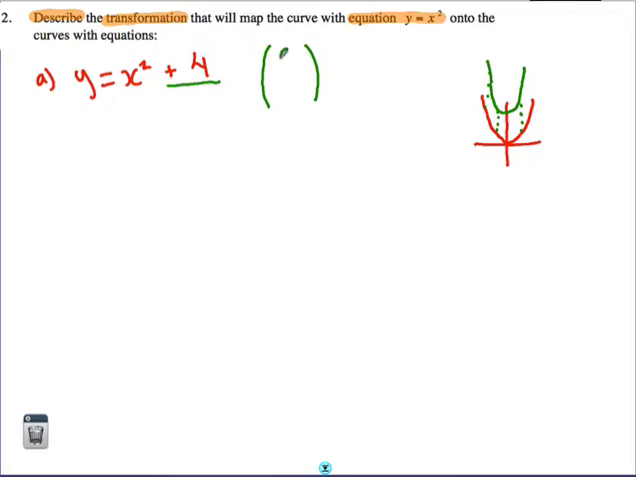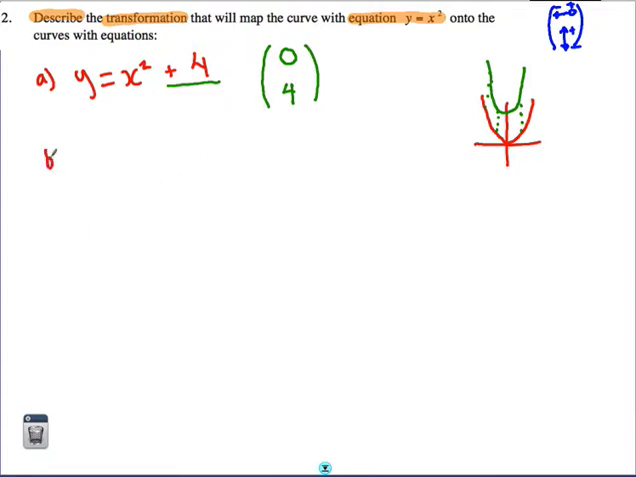So it hasn't moved left or right, but it has moved 4 spaces up. Just a quick heads up, a vector has a number here. The number describes left or right. If it is positive, it goes to the right. If it is negative, it goes to the left. And the bottom number describes transformation up and down. If it goes up, it's a positive number. If it goes down, it's a negative number. So here's our transformation of this curve, y equals x squared plus 4.